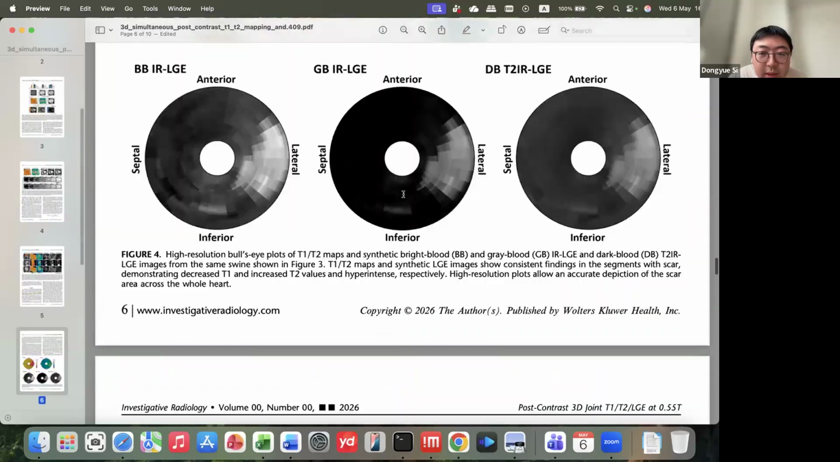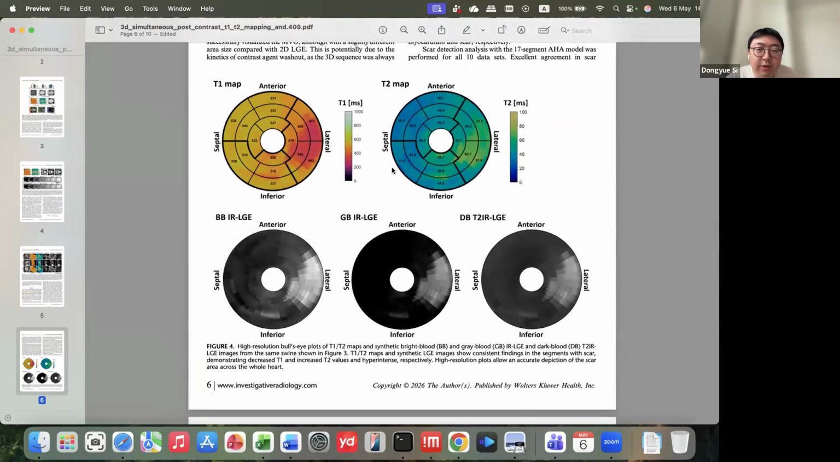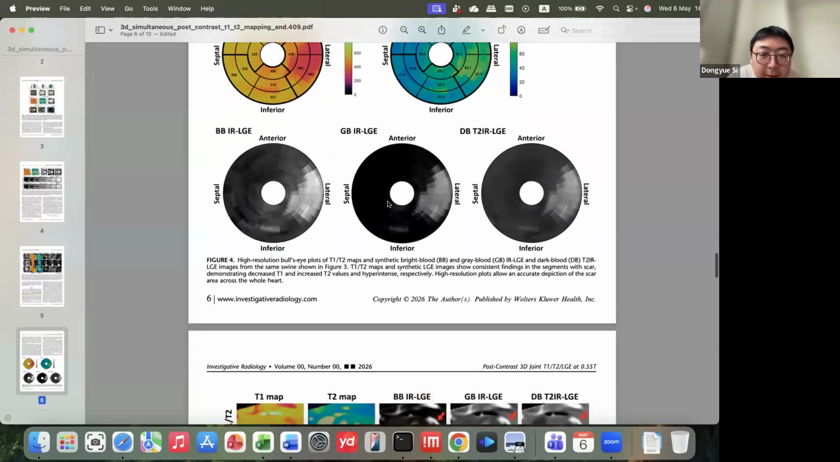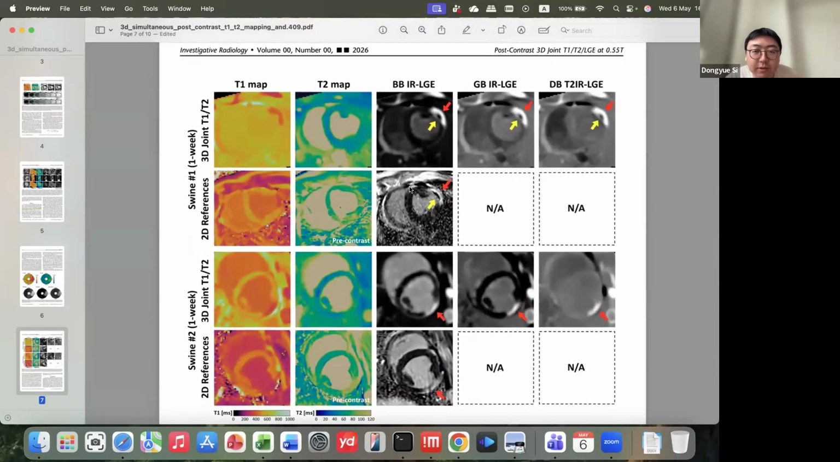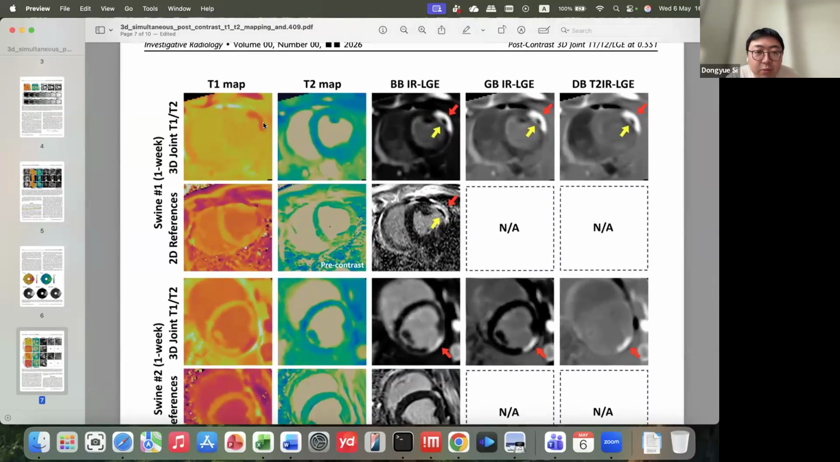This is the polar plot using the 3D data. This allows us to evaluate the myocardial scar across the entire heart. This is also a representative result from two different swine at 1 week. For the first one, we can see the myocardial infarction with intramyocardial hemorrhage. This can be picked up with both T1 and T2, probably with better contrast in T1. T2 is not that obvious.